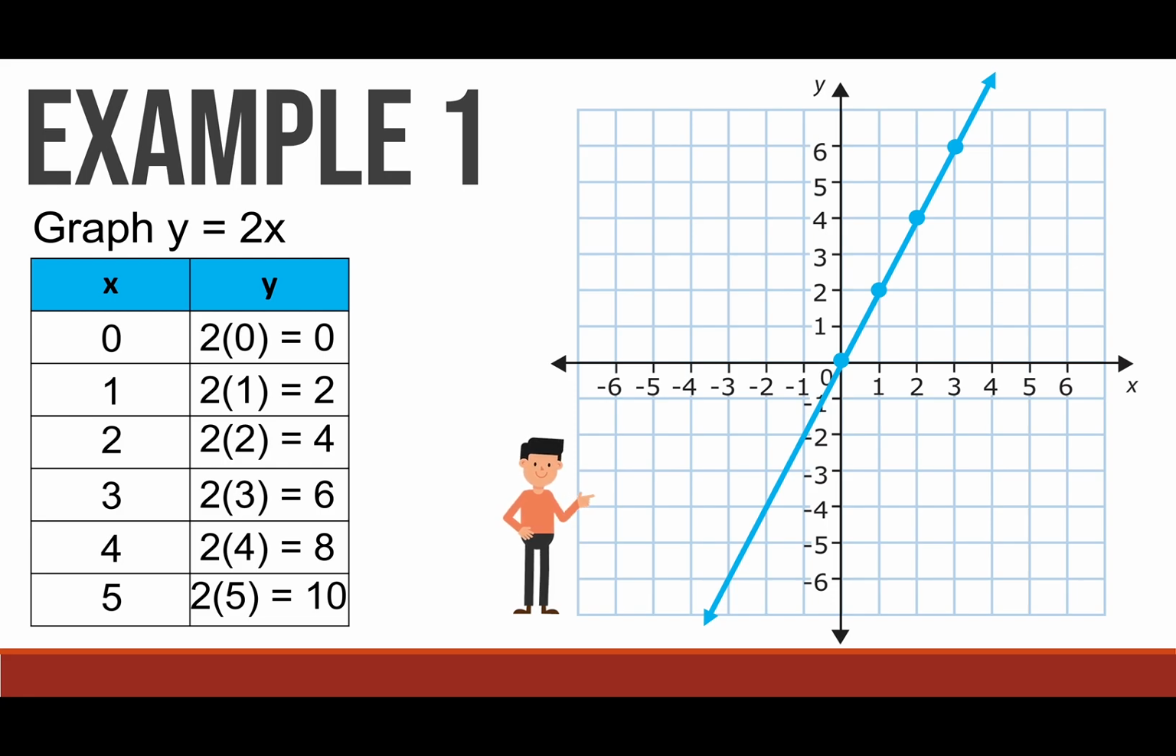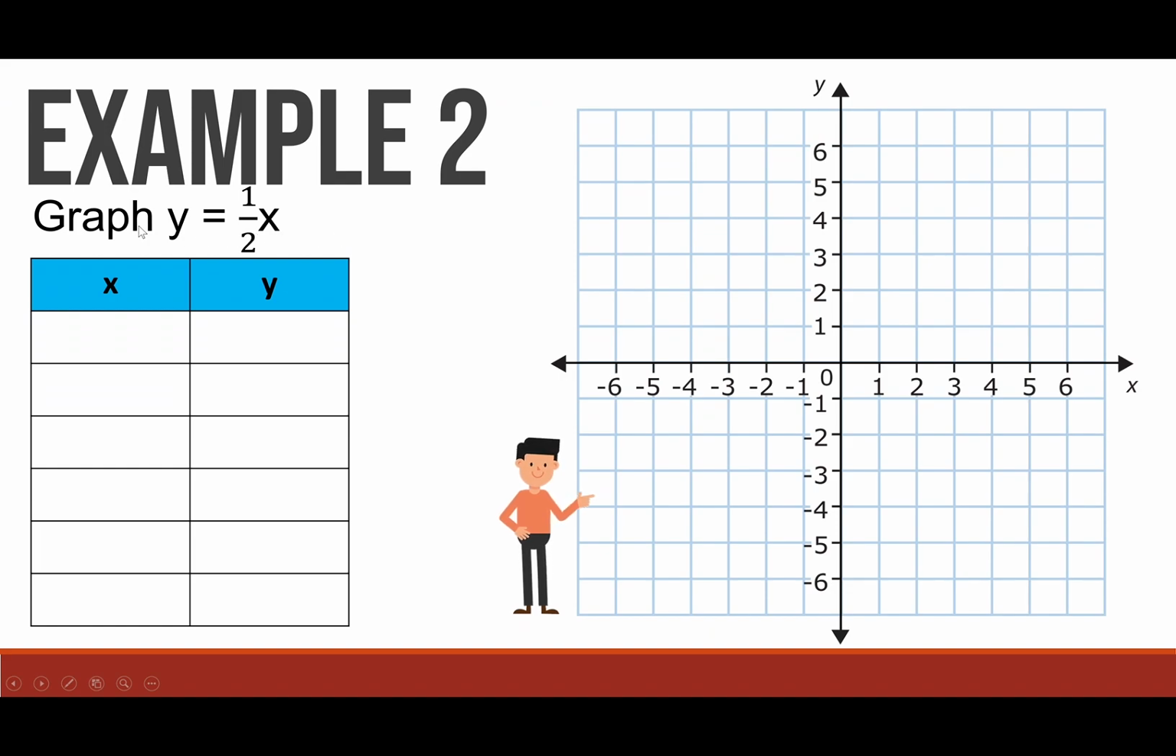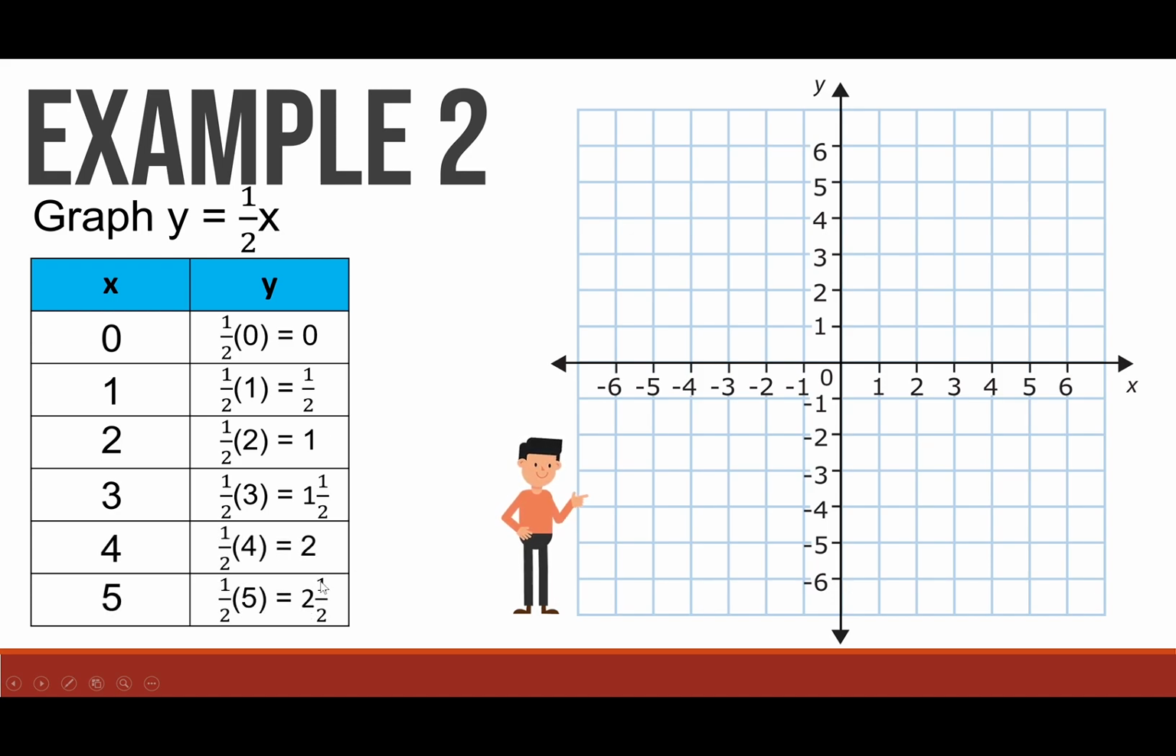Very, very easy. Let's take a look at example number 2. Example number 2, I have an equation y is equal to 1/2 x. So again, I'm going to choose a couple of input numbers to input into the equation. First number is going to be 0. So half times 0 is going to be 0. Next number is 1. Half times 1 is 1/2. 2, half times 2 is just 1. 3 is going to give me 1 and 1/2. 4, that's going to give me 1/2 times 4, which is 2. And then 5, that's going to give me 2.5.